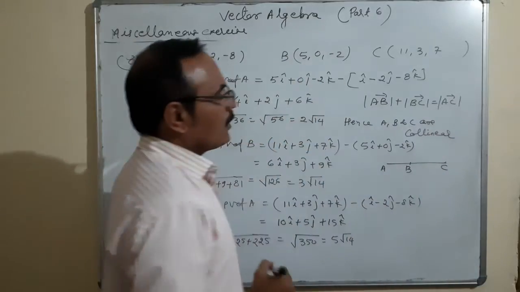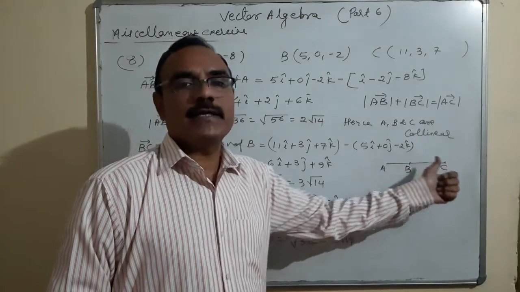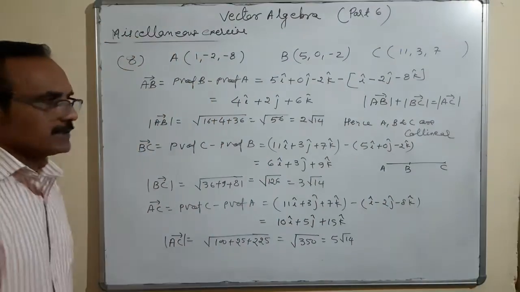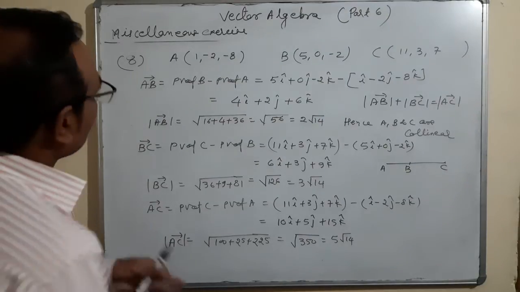Now we are going to find the second part. We'll find the ratio in which B divides AC. So this is the first part of the question. Second part.